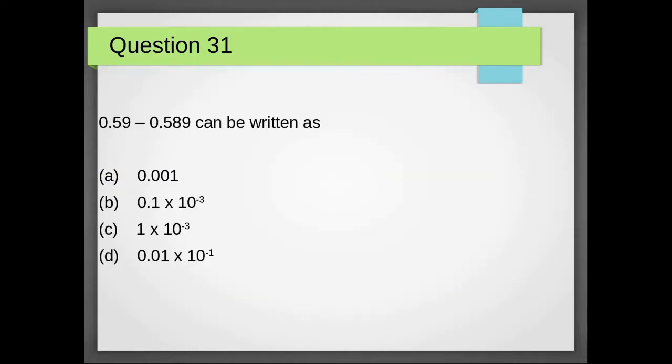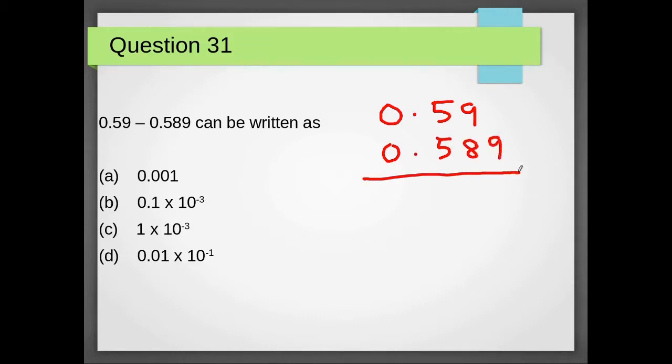Question 31. 0.59 minus 0.589 can be written as. So here let's first calculate what's the value we get when we subtract these two quantities. 0.59 and 0.589. So when I subtract these two, I get a value of 0.001.